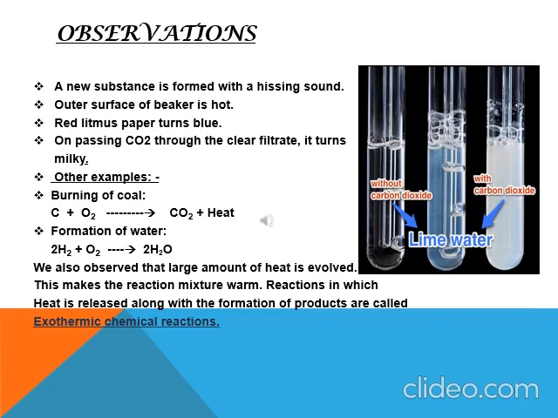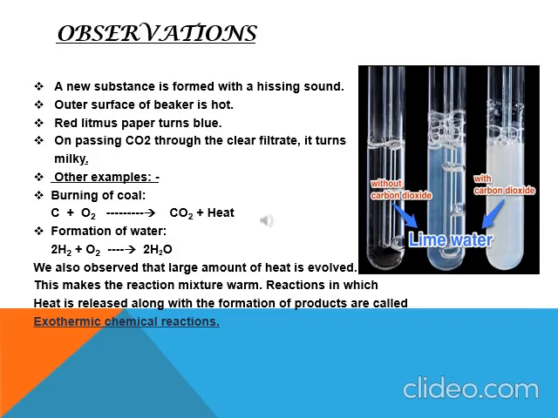When we touch that beaker during the reaction, it is hot, meaning some heat is also released during the formation of the product, so we call it an exothermic chemical reaction. When some heat is evolved during the reaction, we call it an exothermic chemical reaction. After that, we put red litmus paper in it also. It will turn from red to blue.